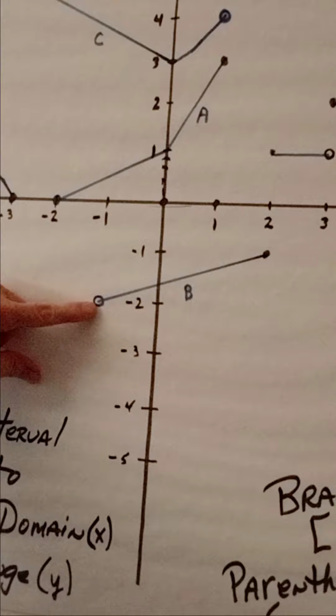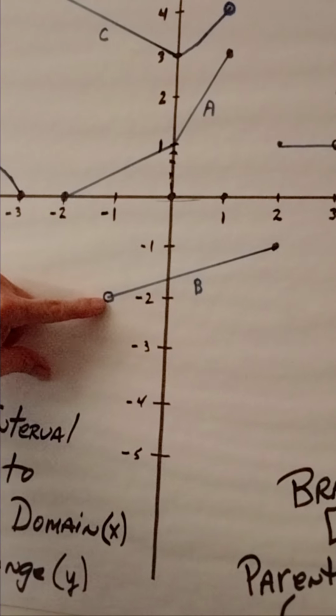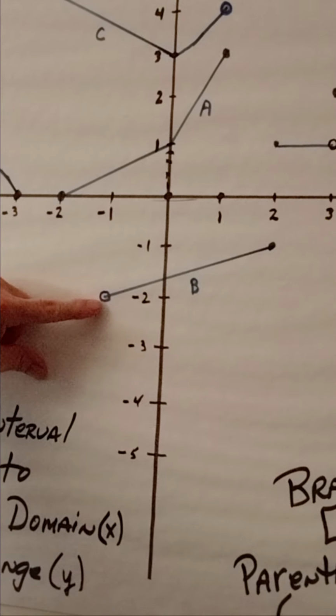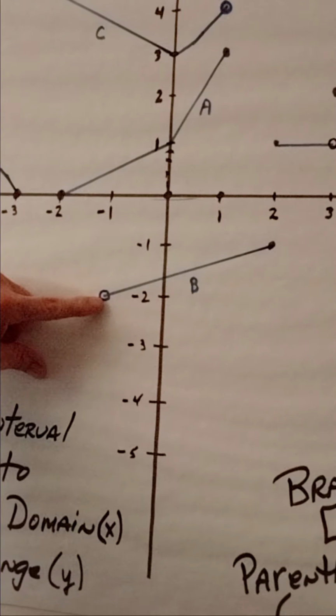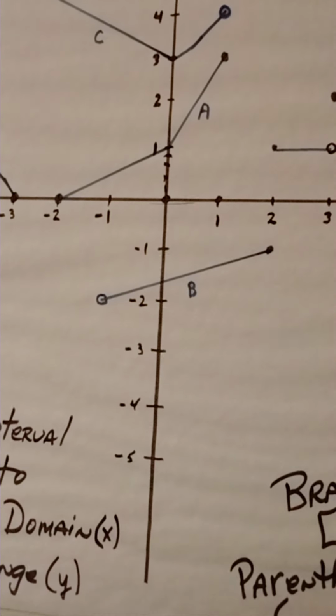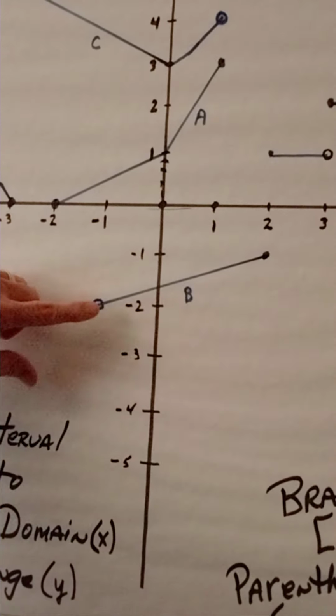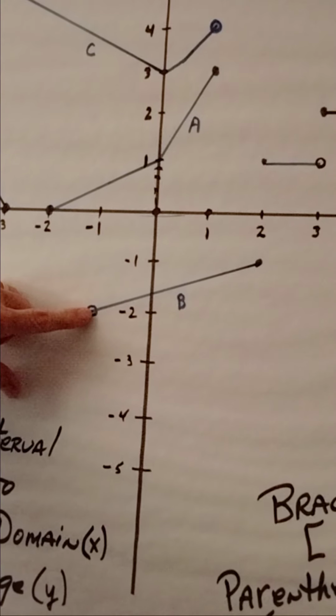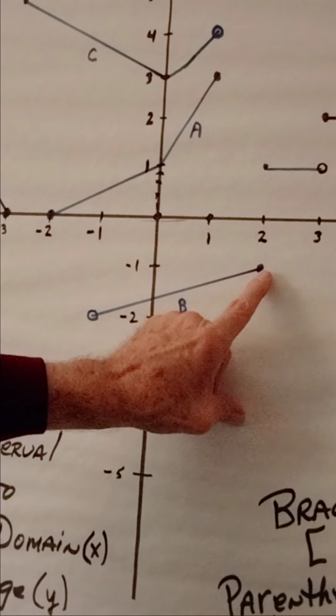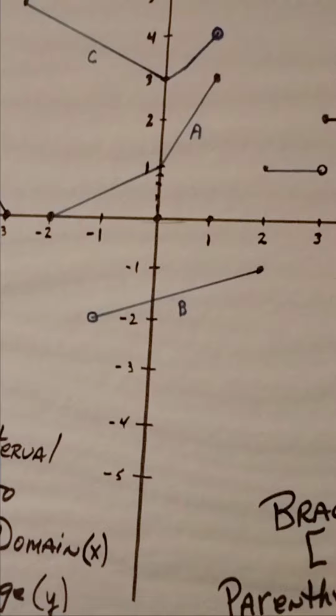That's one of the endpoints, and it's open. So even though the number is going to count, even though the number is going to be written down, this point is not part of the graph. However, on the other end, that point is.